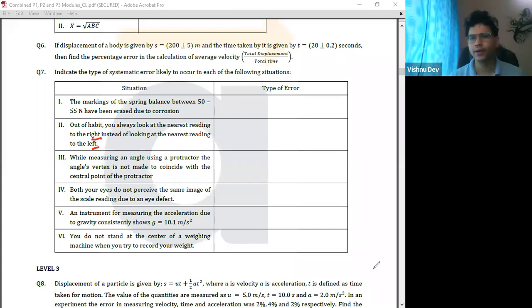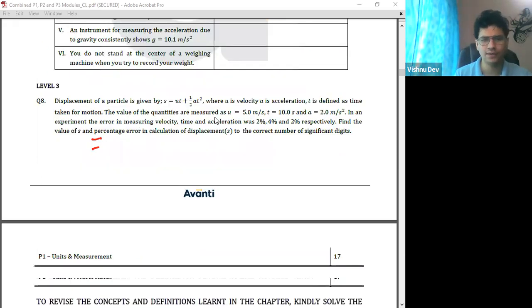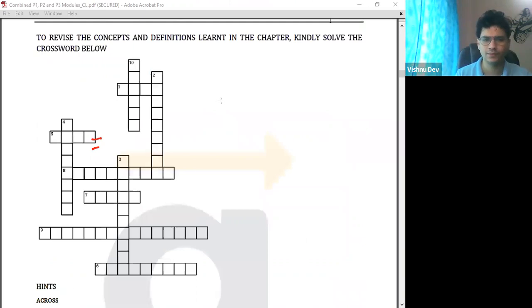Okay, so we have to see whether it is instrumental error, personal error, or experimental error. That's it. So I guess question number 7 was done. Now, as I said, question number 8, leave it, no issues.